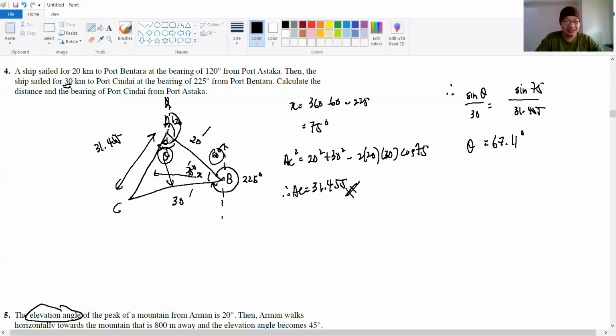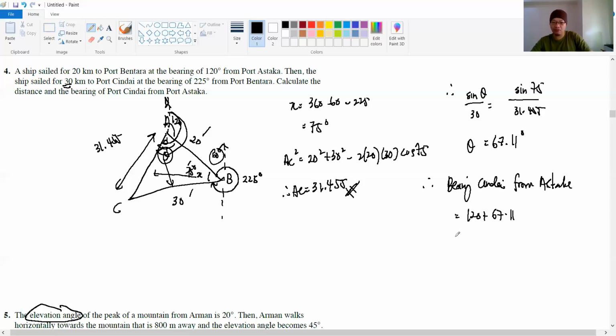Now since this is 67.11 and on the top is 120, how much is the bearing? The bearing will be the total of both, right? So therefore the bearing of Chindai from Astaka is 120 plus 67.11, then you get your final answer. So 120 plus 67.11 is how much? 187.11 degree. Then that is your answer. Please double check, is that correct or not? Okay, settle question number 4.